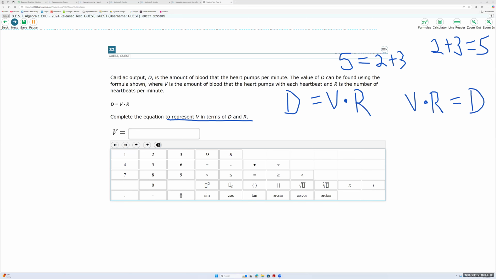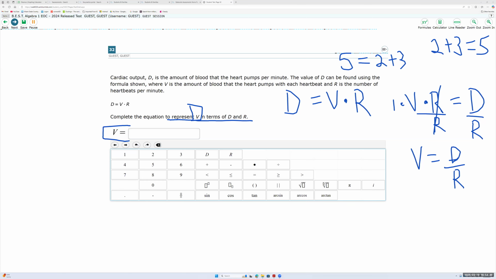I do that because I like my variable V on the left, and here it is on the left. So how do I solve now for V? If it's multiplying times R, I'm going to divide both sides by R. R divided by R is 1, but we don't normally write 1V. We just write V would be equal to D over R.